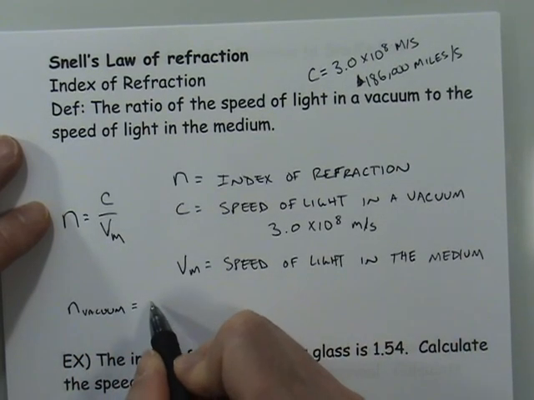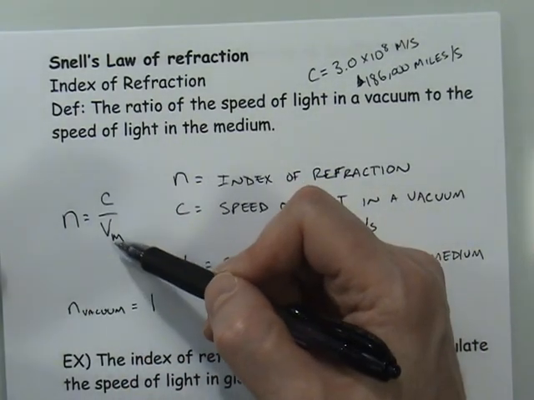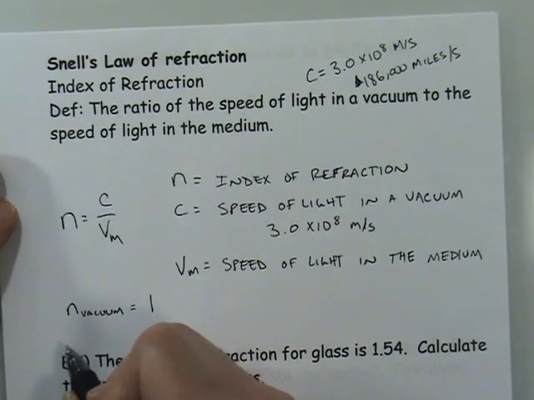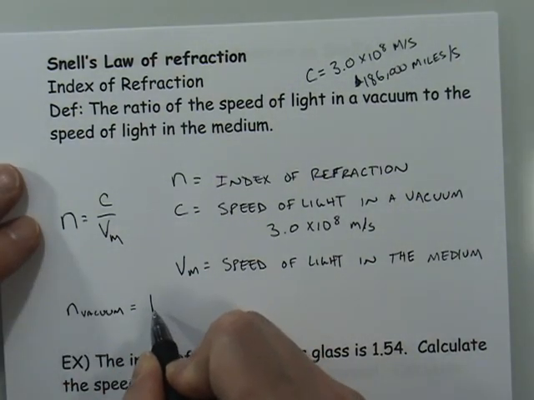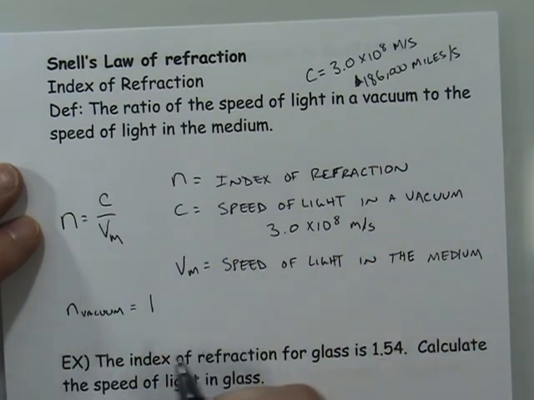Okay, the index of refraction in a vacuum is 1 because it's going to be the speed of light in a vacuum divided by the speed of light in a vacuum. So it's not really too much going on there. It is 1 forever. It is a number which has an infinite number of sig figs.